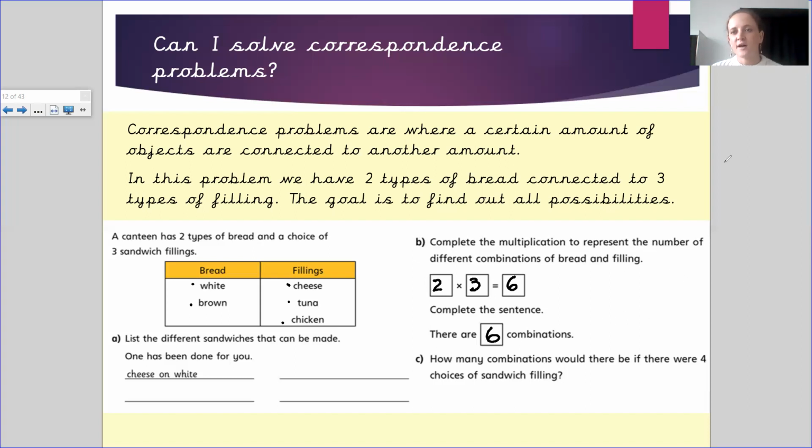Let's have a check if I am correct. So we have got white bread. I'm going to put brown bread over here.